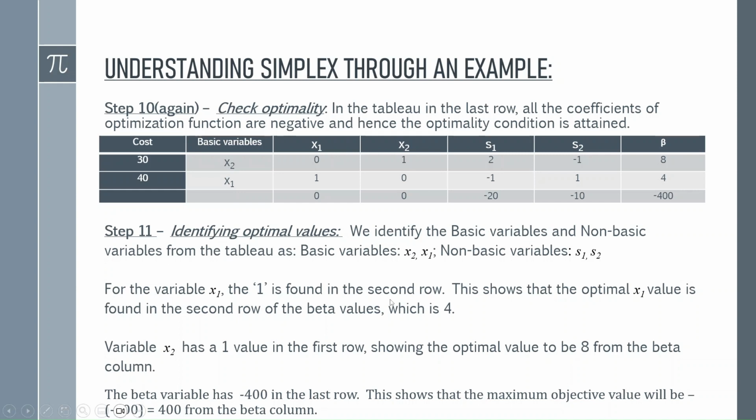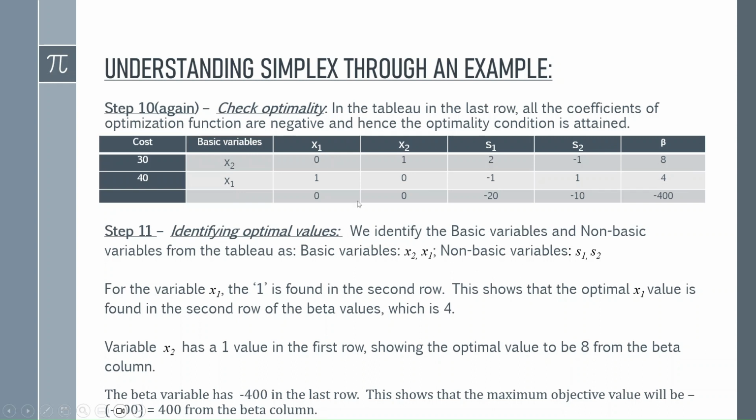Variable x1 is found in the second row. This shows that the optimal x1 value is found in the second row of beta values, which is 4. So the optimal value of x1 is 4. So 1 is in the second row. The beta value in the second row corresponds to the value of x1.